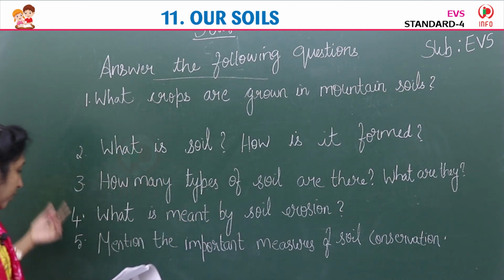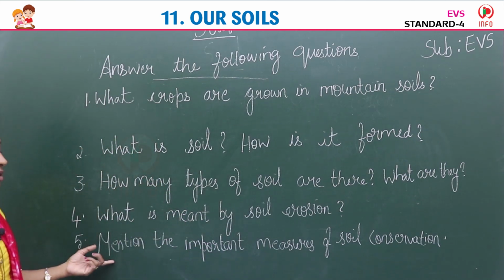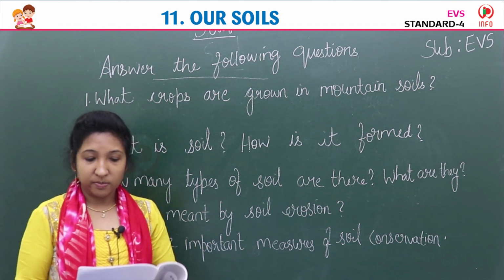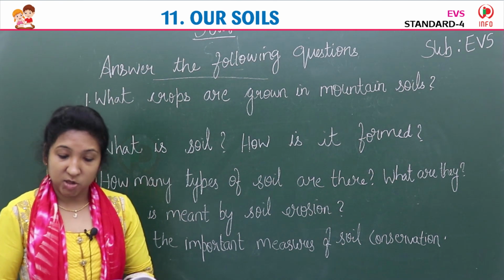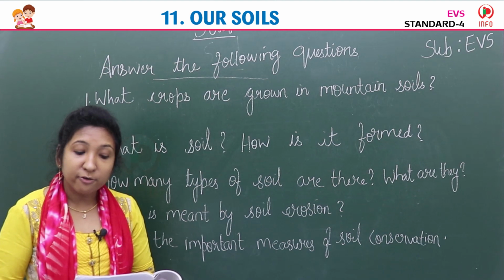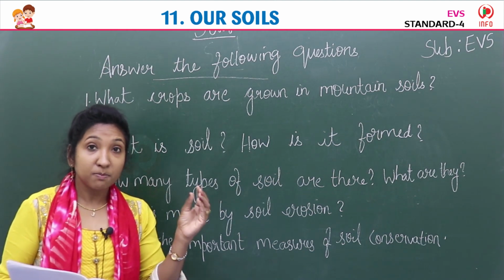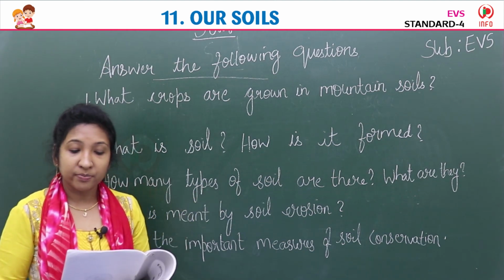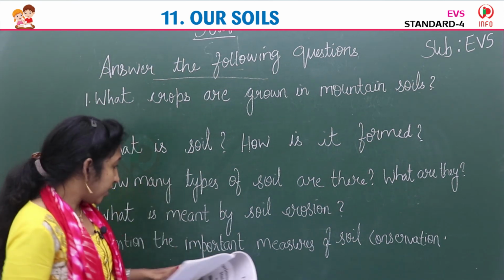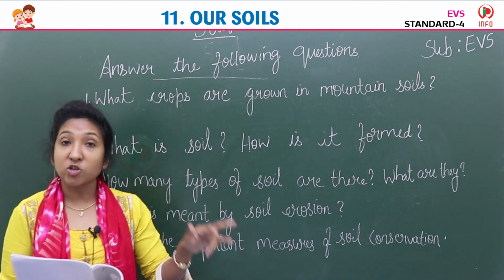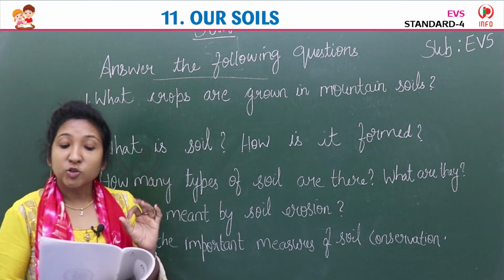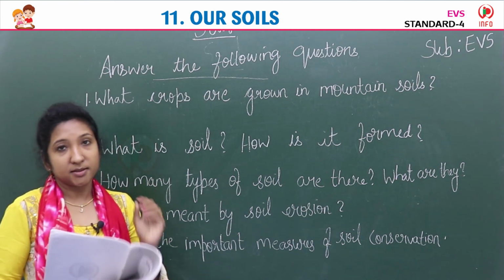Now coming to the last question, the fifth question. Mention the important measures of soil conservation. The important measure of soil conservation is to plant a row of trees, or to plant shelter belts.